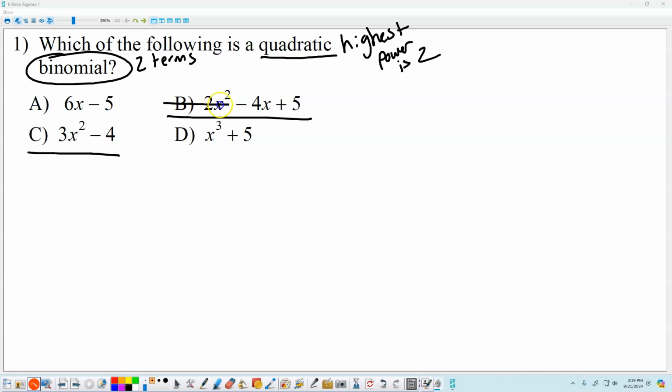So B can't be it. That's a trinomial. It has 3 terms. So the answer here would be C. That's a quadratic binomial.